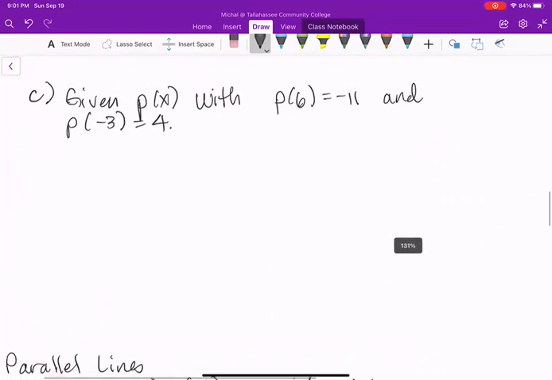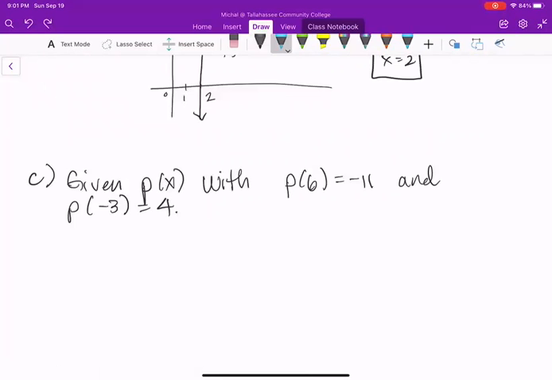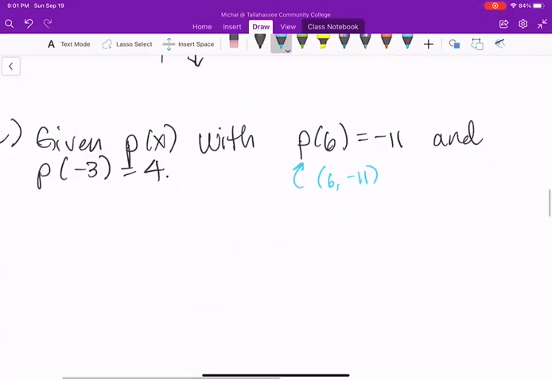Now, this is the more standard form that you're going to be given for these exercises. We're given a function p of x, and we know that when the input is 6, the output is -11. That means this is the point 6, -11. And when my input is -3 into my function p, my output is 4. This tells me that the point -3, 4 is also on the line.